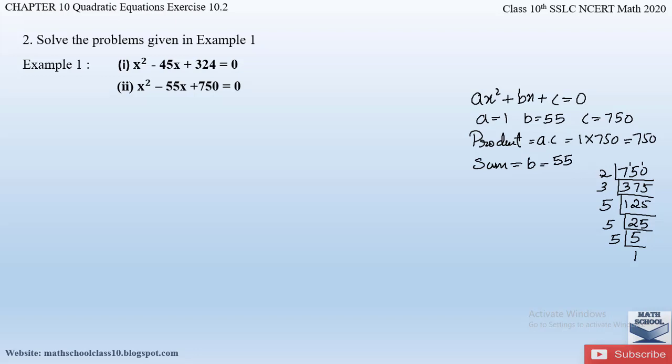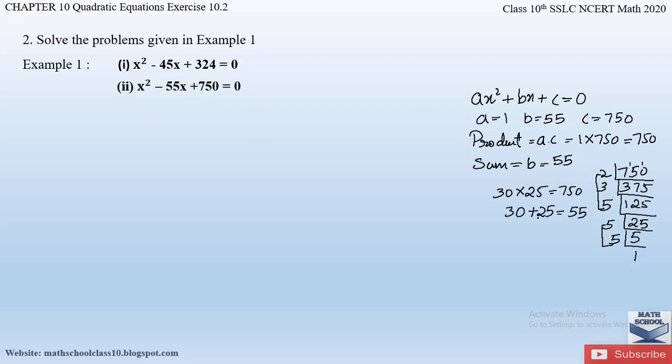So let us group them like this: 2 into 3 into 5 and 5 into 5. So what is 3 2s are 6, 6 5s are 30. So 30 into 5 5s are 25. So what is 30 into 25? That will be 750 and 30 plus 25 will be 55, right?